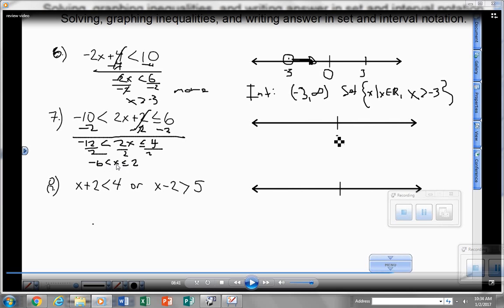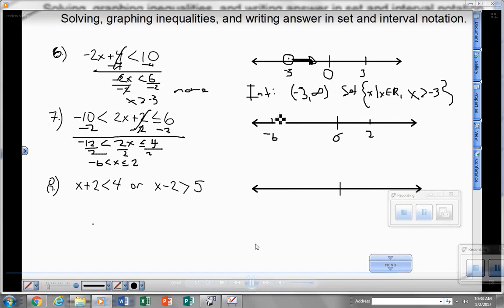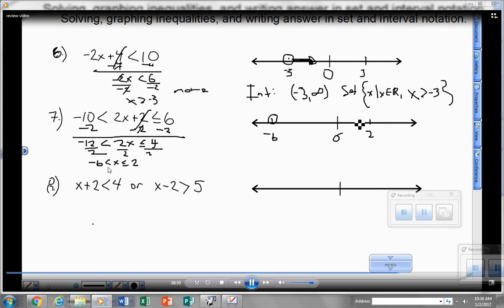So that means the answer is a shaded section sandwiched between 2 and -6, where -6 is open circle because of the inequality here, and -2 gets the closed circle. And then shade that intersection.